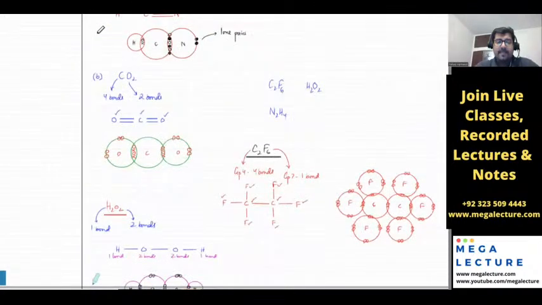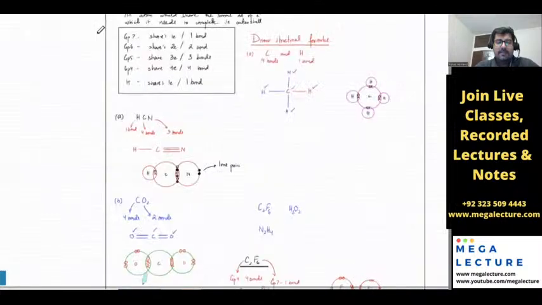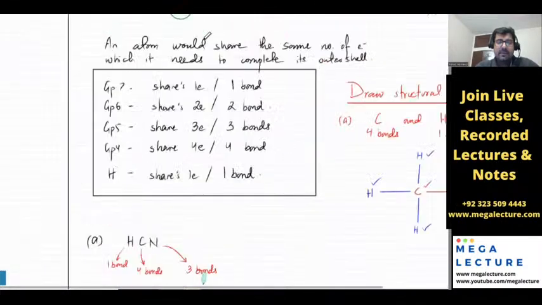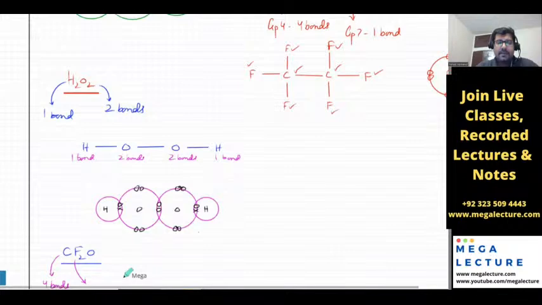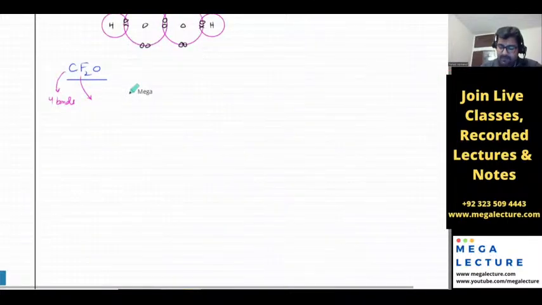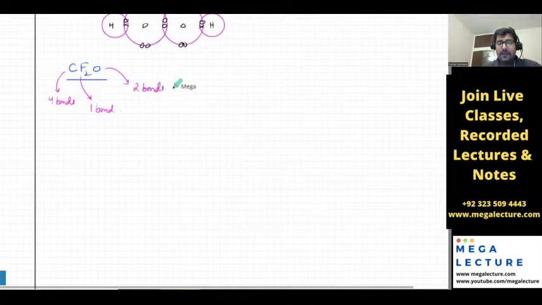So it's going to make one bond. Group 7 makes only one bond, right? So group 7 over here is going to make just one bond. And then we've got oxygen over here. That one is group 6, so it's going to make 2 bonds.